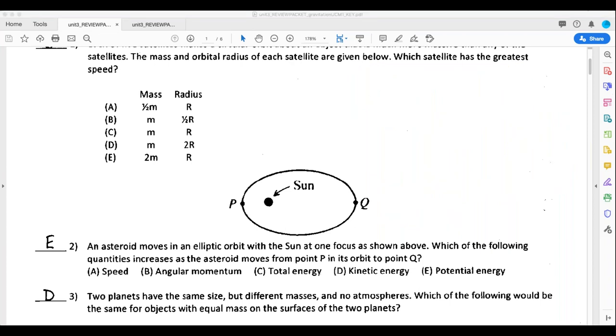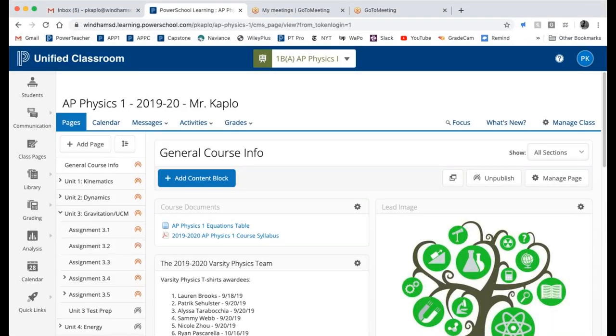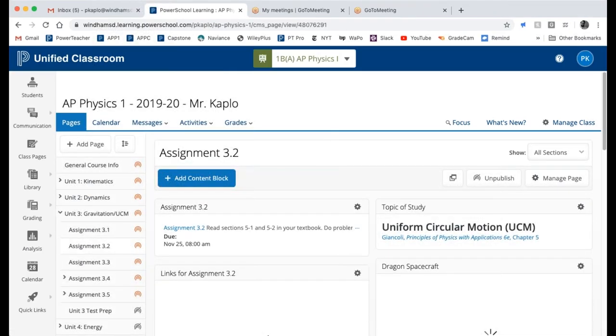But if you have additional questions, I want to bring up the Unified Classroom page. The reason I want to do that is so that you can see where there are some extra problems. So I'm going to flip screens so that you're looking at my browser. Okay, hopefully you're looking now at the AP Physics 1 page. And I just went to page 3.2.